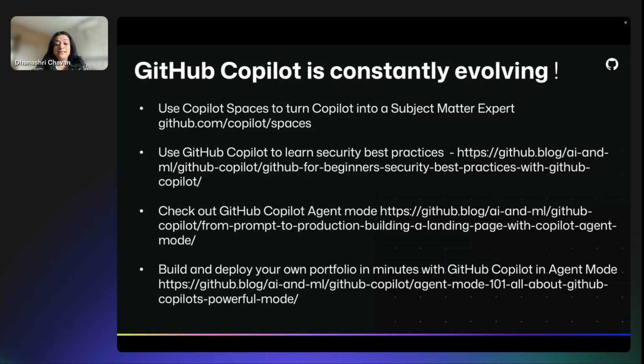Another thing we touched on is security. Again, security is so important. Use GitHub Copilot to learn and stay up to date with security best practices. Have it generate fun quizzes that you can ask your students to work on. Check out GitHub Copilot agent mode. I just showed you one demo with GitHub Copilot in agent mode. You can use it to build your own landing page or even your own portfolio in just minutes. It truly is magical. Do check out all the links that I have given you here.